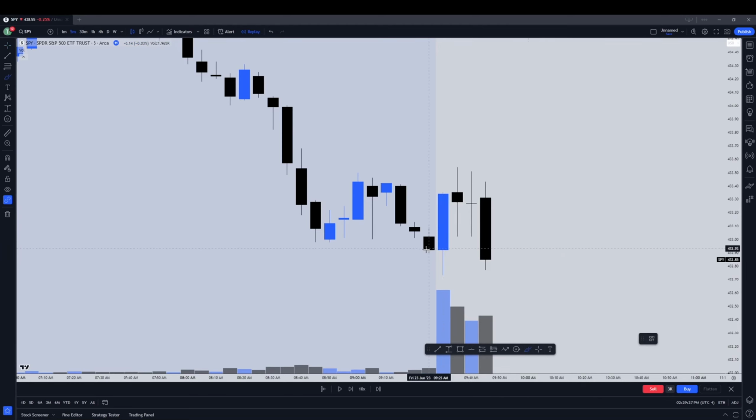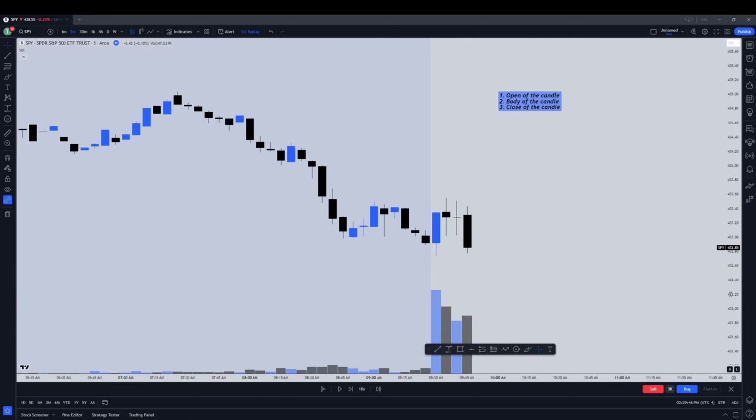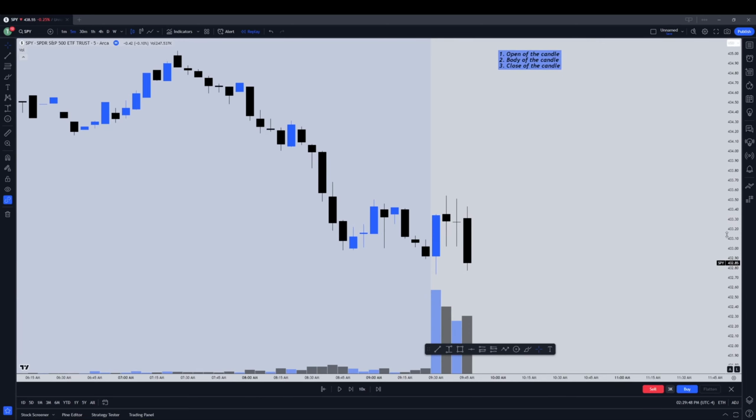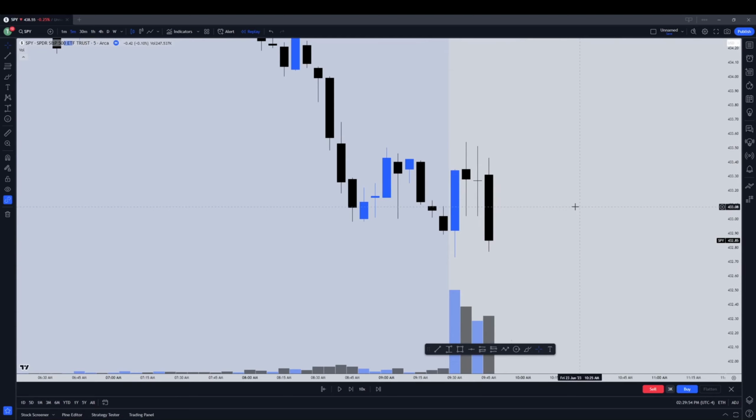So for this bullish candle, we will be opening up here on the bottom of the body, while we close on the top point of the body. For a bearish candle, it's the opposite. We open on the top of the body and we close on the bottom of the body. Now, these body closes are extremely important, as well as reading and understanding these wicks. Now that we know where the open of the candle is, the body of the candle, and the close of the candle, we want to look at these wicks.